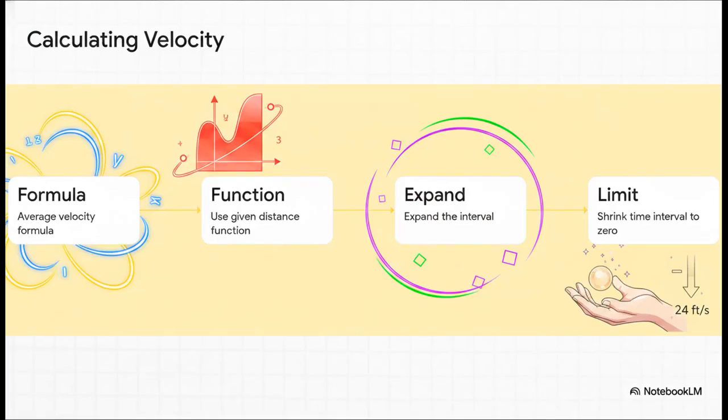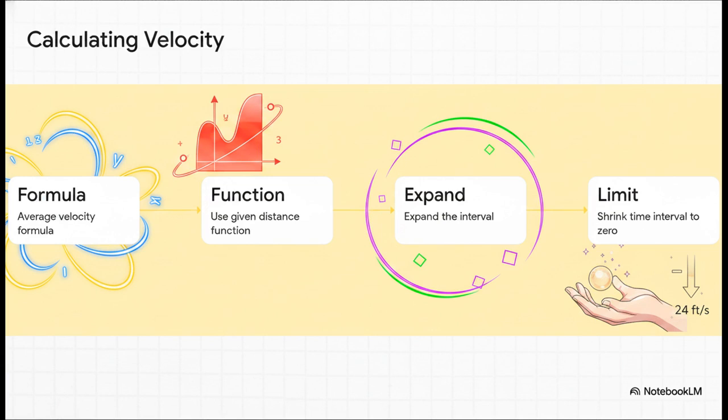Okay, let's run the exact calculation for time equals 2 seconds using our distance function, 40t minus 16t squared. Step 1, we set up our average velocity formula over a tiny time interval that we'll just call h. Step 2, we plug 2 plus h into our function, which gives us some pretty messy algebra. Step 3, we expand that interval and simplify everything, which leaves us with a numerator of negative 24h minus 16h squared all over h.